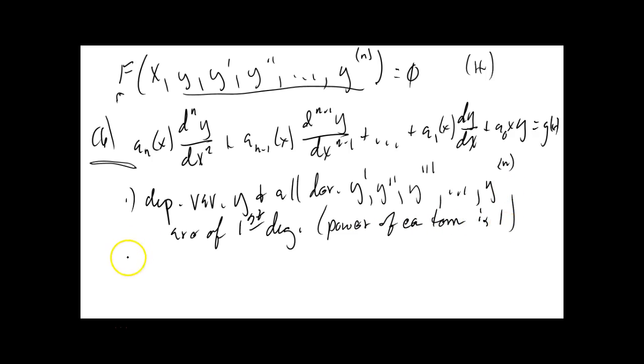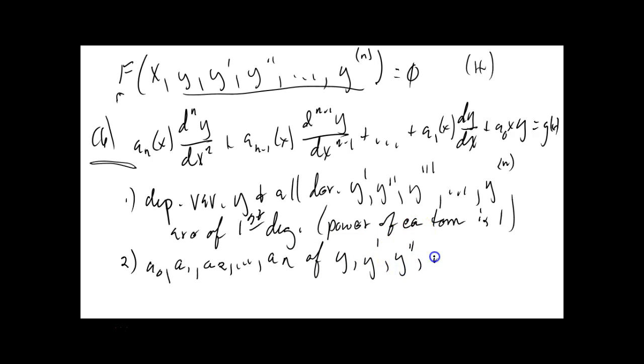Second, the coefficients a sub 0, a sub 1, a sub 2, all the way up to and including a sub n, of your y, y prime, y double prime, all the way up to y to the nth prime, depend only on the independent variable x.